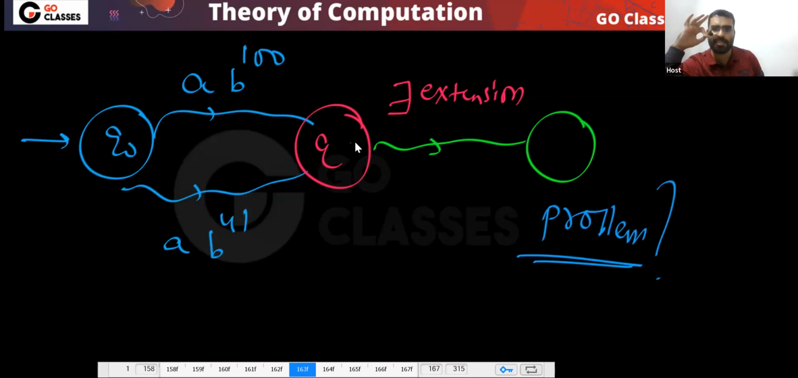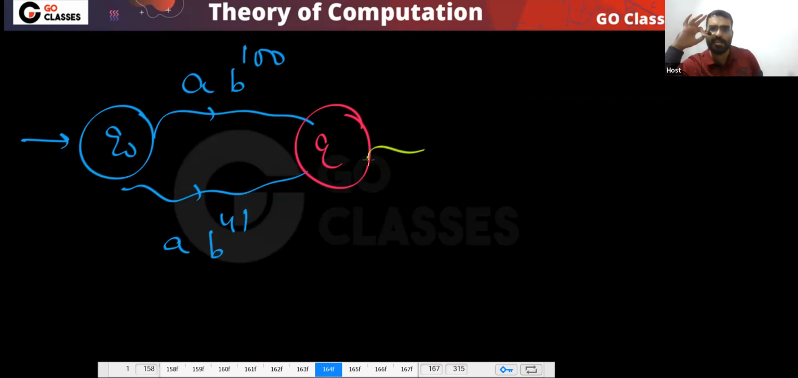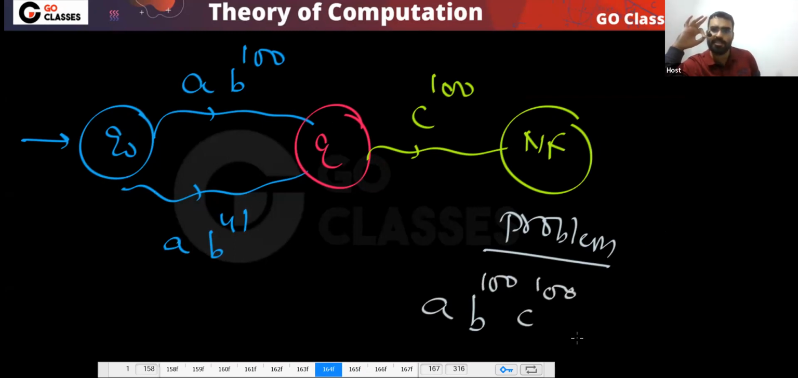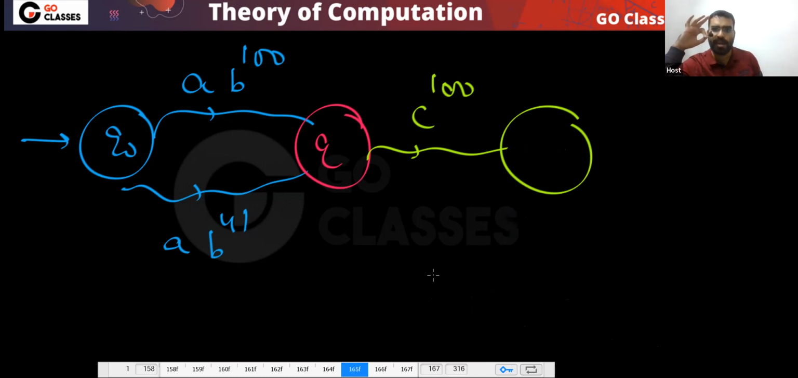So can you give me that extension? Yes, you can easily give me that extension, for example, c power 100. Give me c power 100. So this extension will work. If you make it non-final, there is a problem. What is the problem? Tell me. A b power 4, a b power 100, c power 100 is rejected. Should I reject this? Should I reject that? No, I should not reject. And if I go to the final state, then there is a problem.